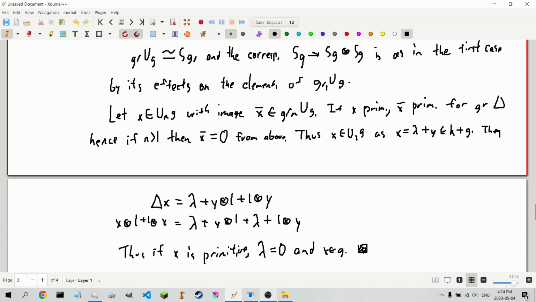Thus, if x is primitive, we pick up an extra lambda here, I forgot, as we do this. Lambda is going to be 0, obviously. And x is in our g as desired.